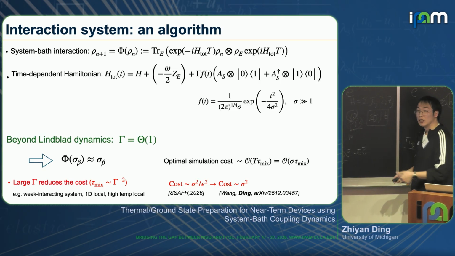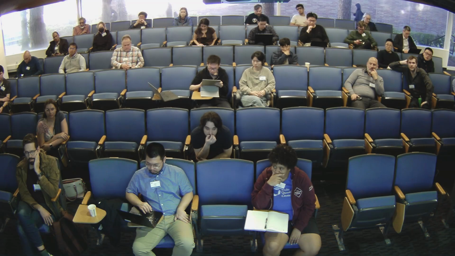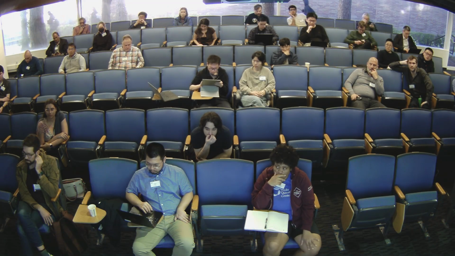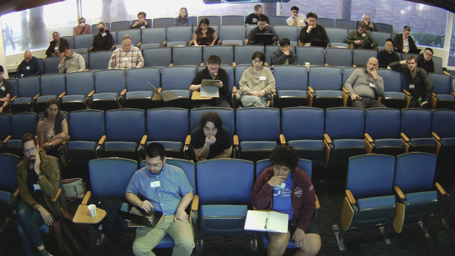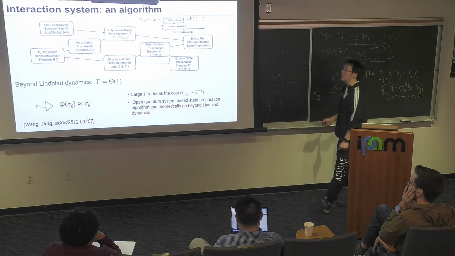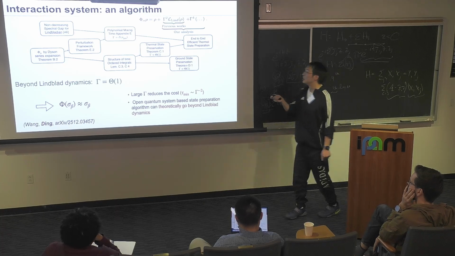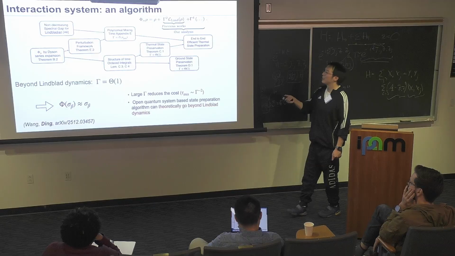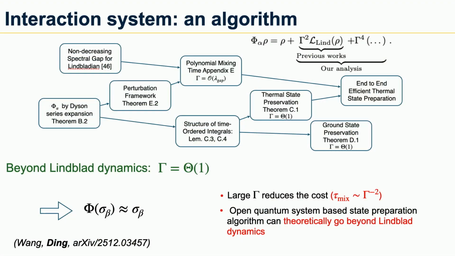Does the number of ancillas increase in this process? No, the number of ancillas is still the same. Okay, good. So this is how we get our result, but it's not very important in this talk. Essentially, we can theoretically go beyond the Lindblad dynamics, and by choosing large gamma, we can reduce the computational cost.